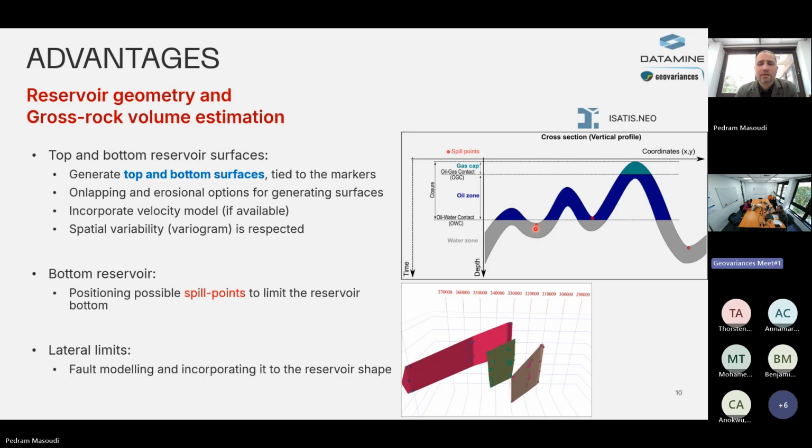And because you can also incorporate statistical simulations, we can imagine that we can have several top surfaces in order to have an uncertainty of the spill point. And if you have the fault sticks, the fault modeling could be done inside Isatis.neo, and the gross rock volume estimation could be done automatically at the end.